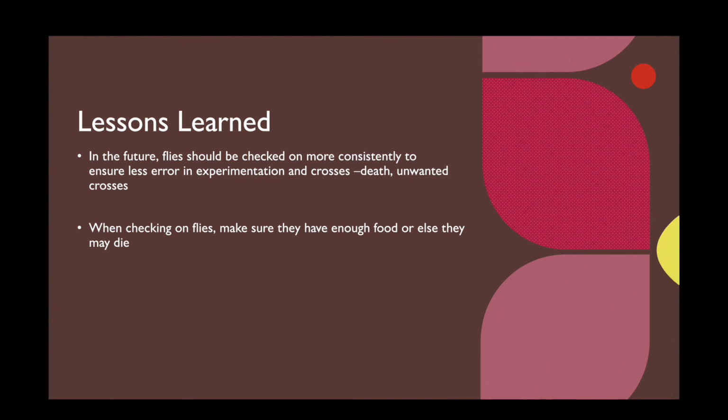Some lessons learned during experimentation are that flies should be checked on more consistently to ensure less error during experimentation and within the crosses, because being inconsistent can lead to death or unwanted crosses. We also learned that when checking on flies, make sure that they have enough food, or else they may die, or like I said before, it could lead to the unwanted crosses or the death.